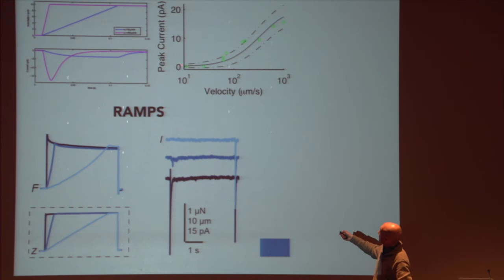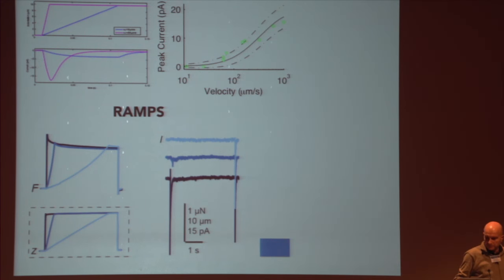And you can predict how, so these are the experiments that are done. F is the force and Z is the indentation. And indeed, the faster you go, the more you get of a response. And these are the experimental data, and this is what we predict. So there's again a very good agreement.